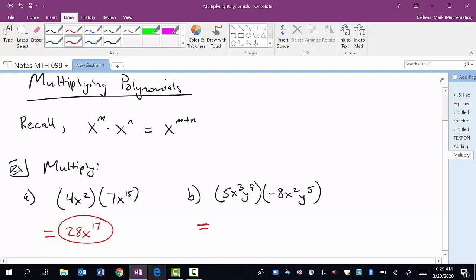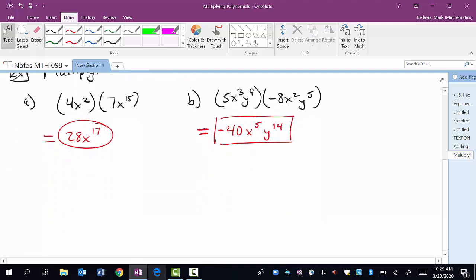So when I multiply this, 5 times negative 8 gives me negative 40. X to the 3rd times x to the 2nd. Remember, the base stays x. When you multiply, you add the exponents, so 3 plus 2 makes this x to the 5th. And then y to the 9th times y to the 5th. The base stays y. Remember, when you multiply, you add the exponents. 9 plus 5 is y to the 14th. So this would be negative 40x to the 5th y to the 14th.